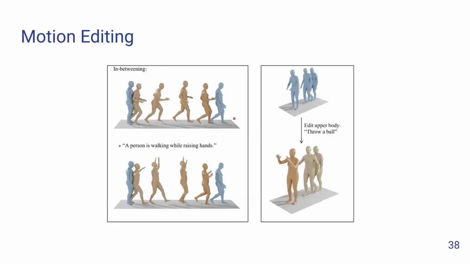The second application here is body part editing, where you only modify certain joints of the figures here, and the figures labeled in blue is what the model generated, where the person's just taking a step forward. But then when you implement body part editing to change the behavior of the upper body, the lower body behavior is exactly the same as the figures up here. However, the upper body is completely different.